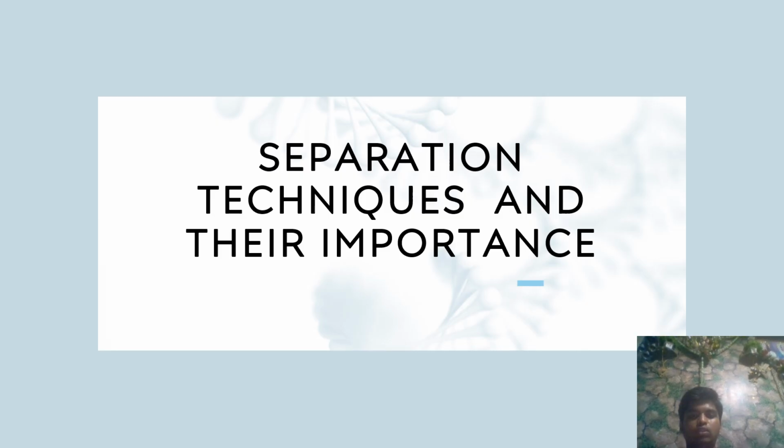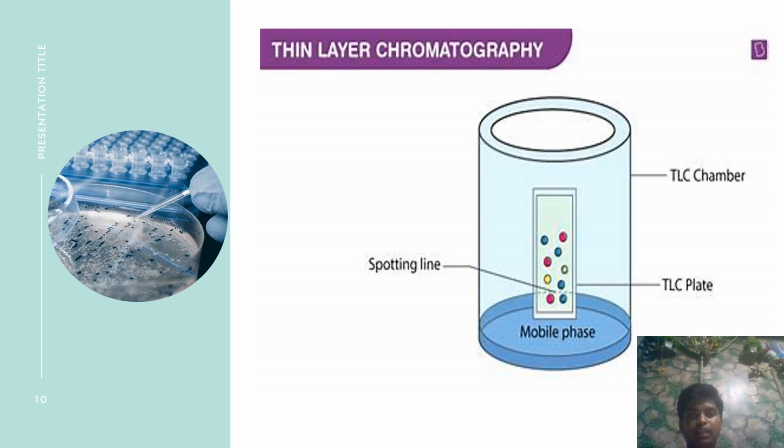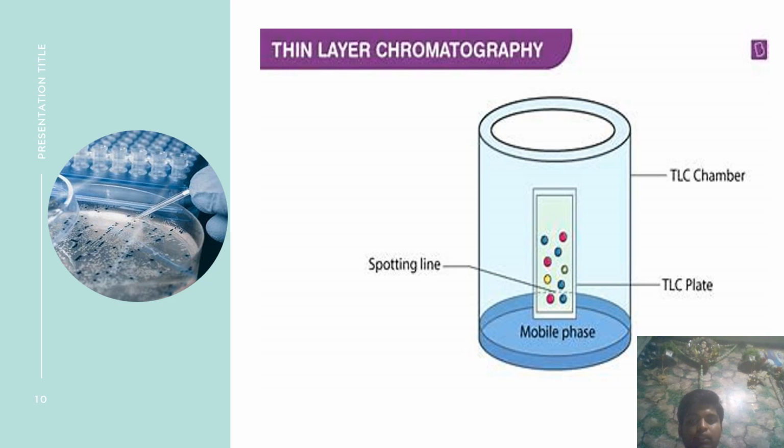So moving on to the separation techniques, and we'll see their importance. First is thin layer chromatography. If I were to give a simple analogy to explain it, imagine you have a sponge which represents the TLC plate, and you are drawing a straight line at the bottom. Now you put a tiny drop of different color ink on this line. This line basically is your sample. Then you stand the sponge in a shallow puddle of water. This is your solvent at the bottom.